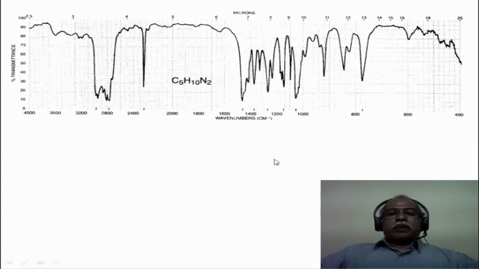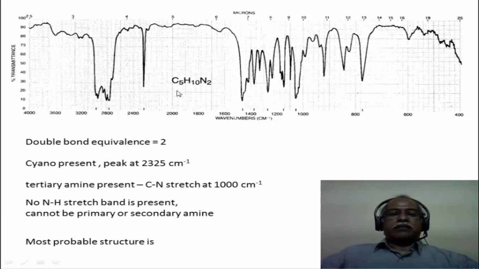Here is a problem. The molecular formula is given. From the molecular formula, you can tell this molecule has a degree of unsaturation of 2, and what is the name of the compound is what we are asking here. The double bond equivalence is 2. There is a cyano peak present here. Because there is a nitrogen present, you will look for amine or cyano. Cyano is definitely here because it is coming around 2325 inverse centimeter. So that corresponds to the cyano functional group, so one of the nitrogens is the cyano functional group.